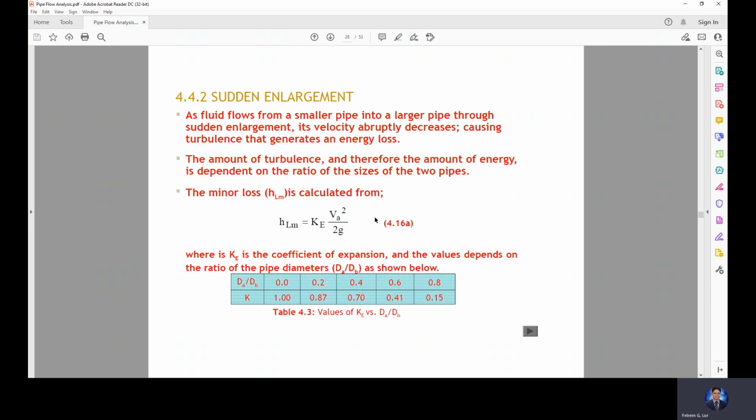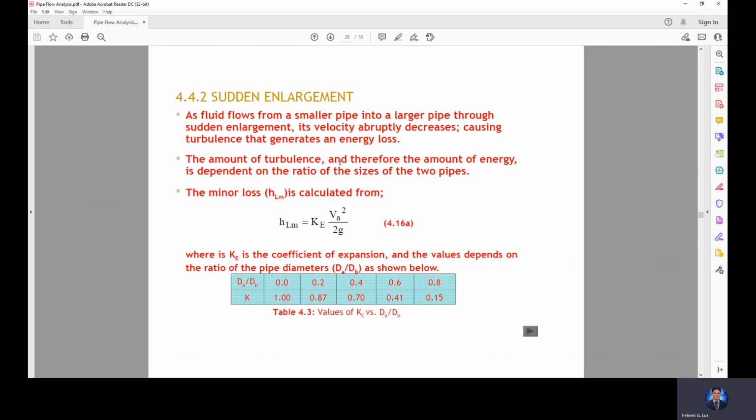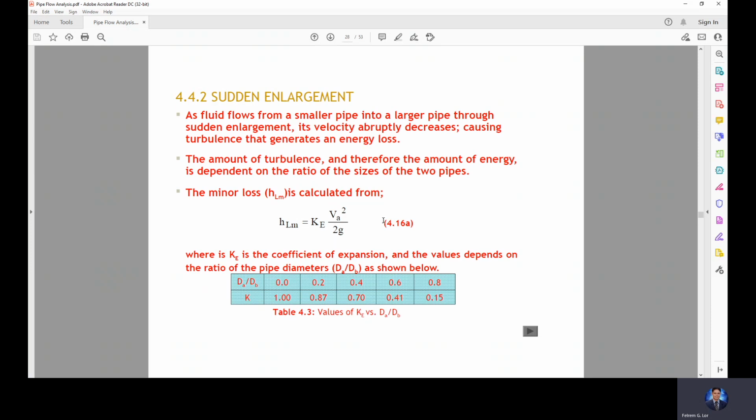Pipe fittings. So sudden enlargement. Actually, the equation for minor loss is the same for all of them. The only difference is the value of K. The value still depends on the velocity.